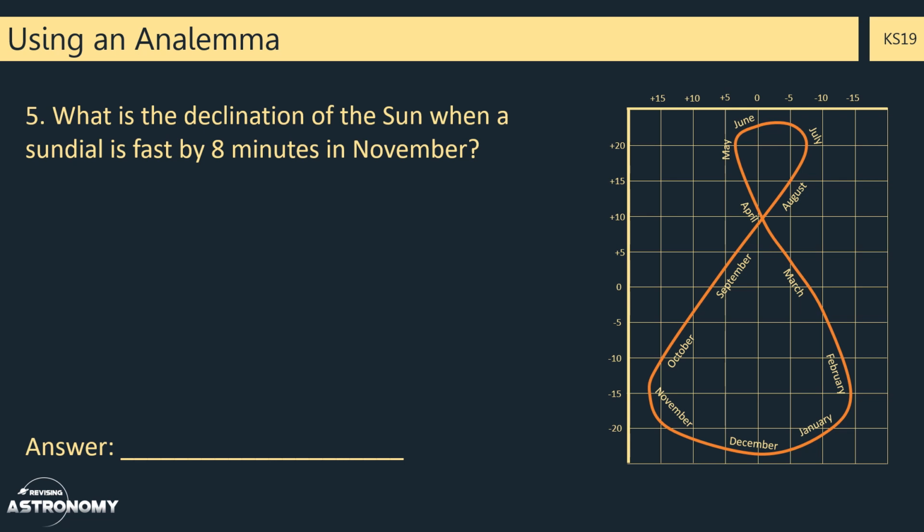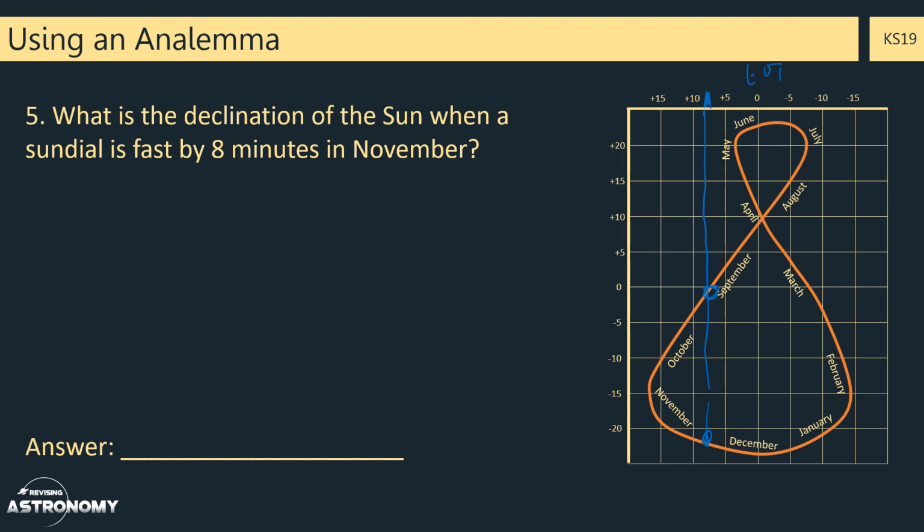What is the declination of the sun when a sundial is fast by 8 minutes in November? So if it's fast by 8 minutes, then we're going to find that on our equation of time axis. So 8 minutes would be approximately here, somewhere between plus 5 and 10. So we'll draw our line all the way down until it hits this point here. This point is November. Obviously this point would be in September.